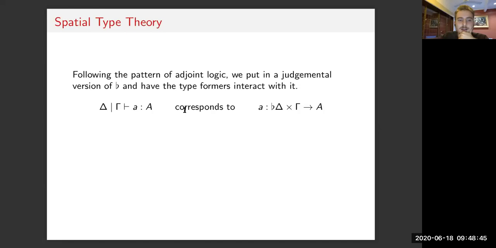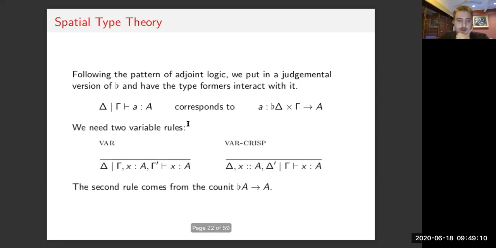like this is supposed to be interpreted as we think of everything in delta as having the flat applied to it. So a term judgment like this corresponds to a map from flat delta cross gamma to A. And this is just forgetting about dependence, just to keep things simple. Right.